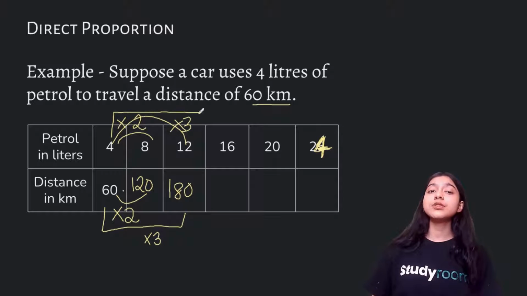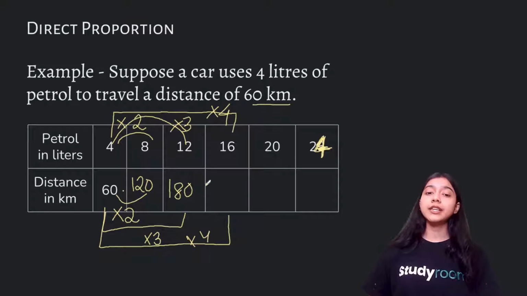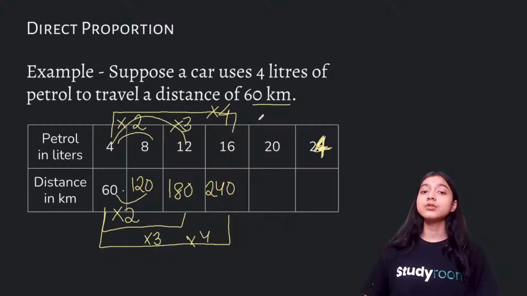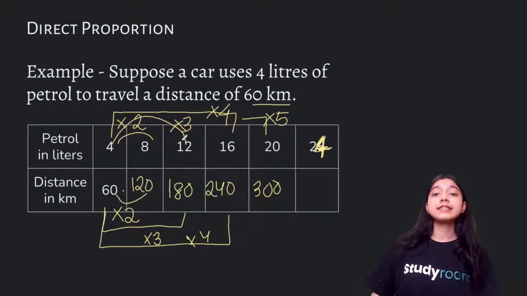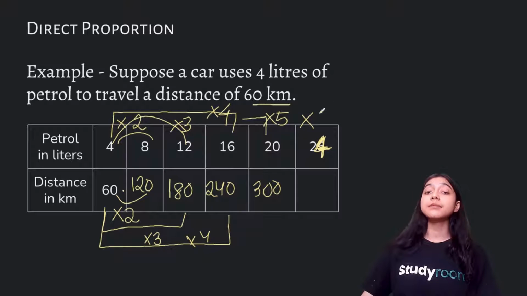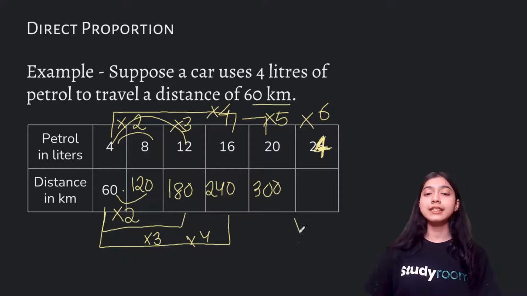Now again, the quantity of petrol is increasing to 16 liters. That means it is getting multiplied 4 times. So in this case, the distance will also get multiplied 4 times. So we'll have 60 multiplied with 4, that gives us 240 kilometers. Now from 4, the quantity of petrol is increasing to 20 liters. That means it is getting multiplied 5 times. So again, the distance will also get multiplied 5 times. So 60 multiplied with 5 gives us 300 kilometers. Now the petrol is increasing to 24 liters. That means it is getting multiplied 6 times. So the distance will also get multiplied 6 times. That means 60 multiplied with 6, which gives us 360 kilometers.